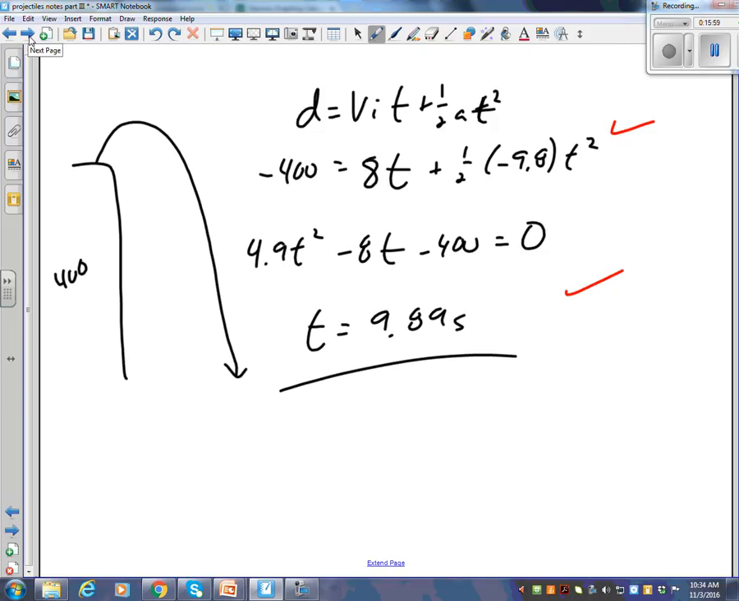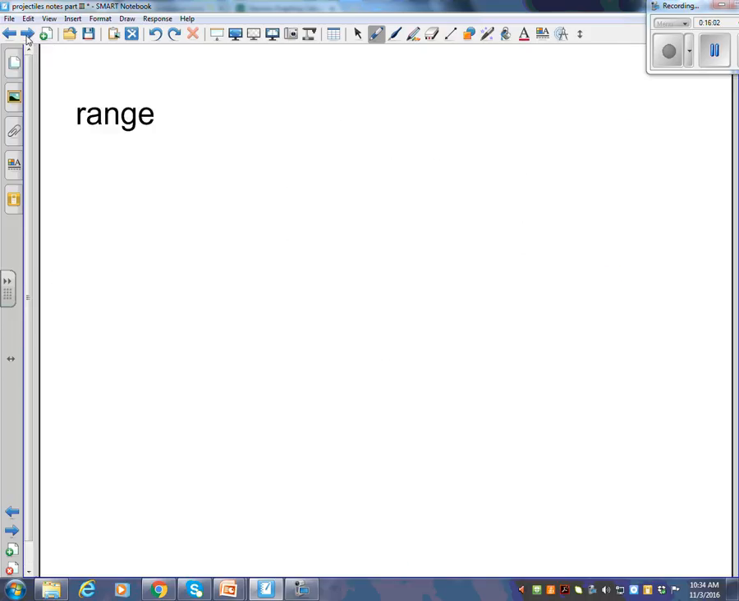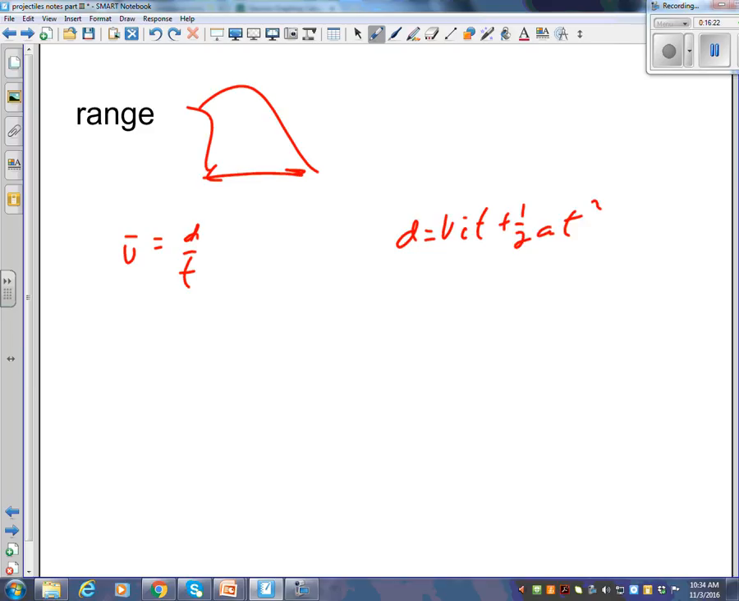It's up to you. Okay, what about the range? The range is how far it goes sideways. Does the horizontal velocity change? It does not. So now again, you can do this or you can go either one of these, right? What is the horizontal? Was it 6? Yes. Displacement solved for time, which was 9.89. 59.34.